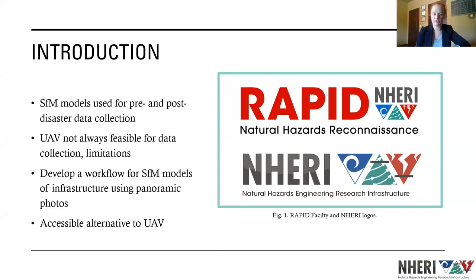Structure from motion, or SFM, models are created for pre and post disaster data. You can go take pictures of a disaster site, either in preparation for a potential hazard or after a hazard has occurred. You can put these photos into software which uses a process called structure from motion photogrammetry that turns these photos into models. This can be done for examining damage or for planning purposes.